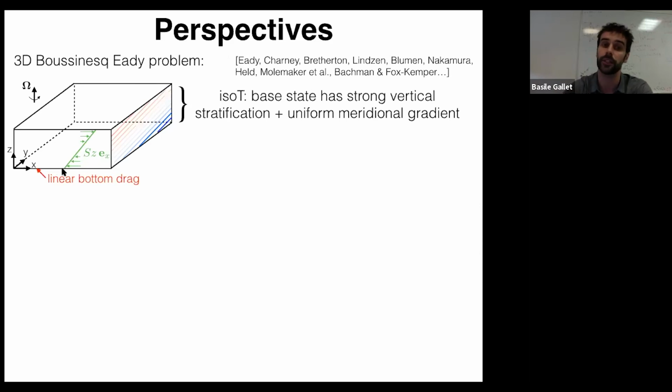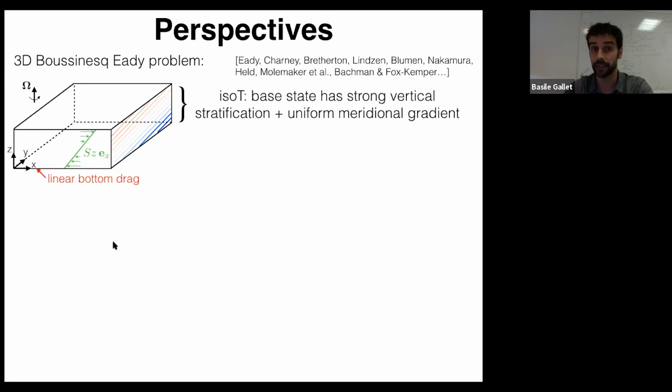So instead of 2 layers, you have a uniform shear in the vertical direction. The zonal flow is sheared in the vertical with a uniform shear S. Then you have a strong vertical stratification, just like in the 2-layer problem, where it was just a difference in density between the 2 layers. Now it's a uniform continuous stratification. And on top of that, in thermal wind balance with this uniform shear, you have a uniform meridional temperature gradient in the north-south coordinate y. You have bottom friction at the bottom.